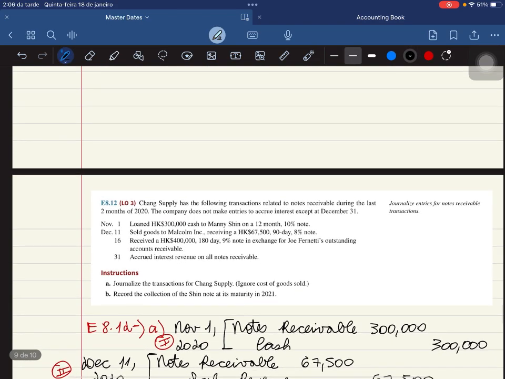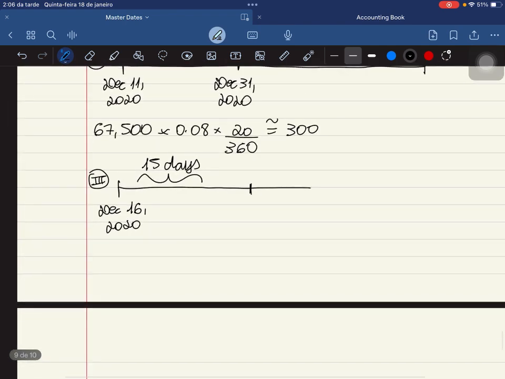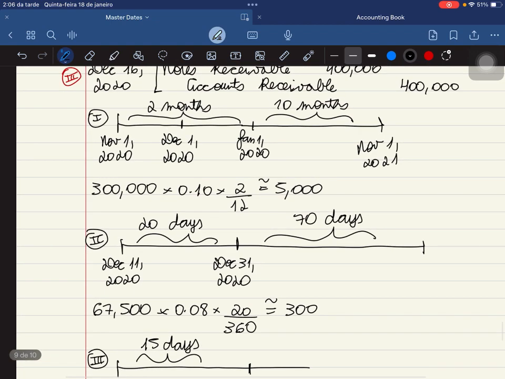What was the original amount? It was 400,000, 9%, times 15 divided by 360. And that is 1,500. Okay, so now we have the interest for all 3 of them because we have 3 different notes, right?